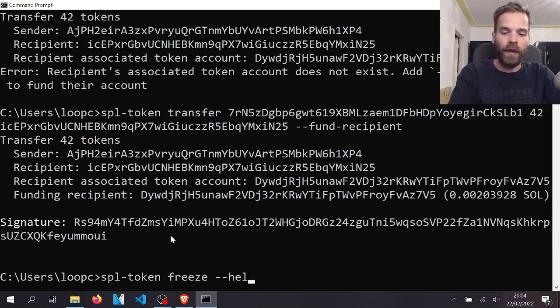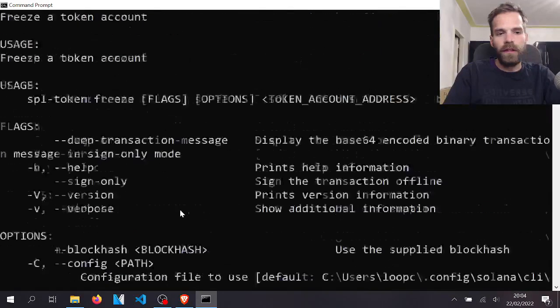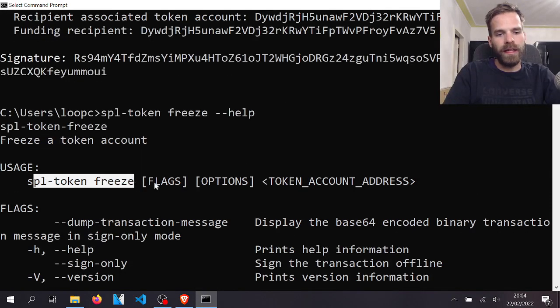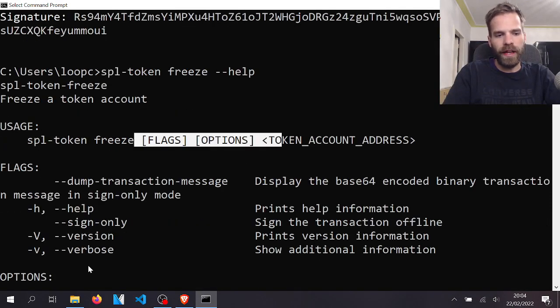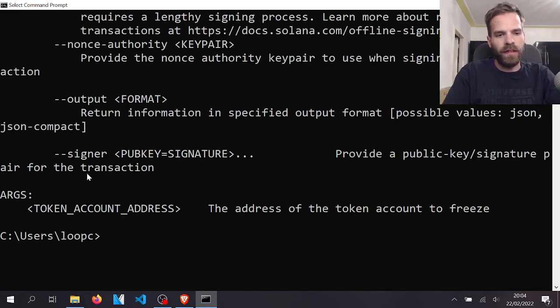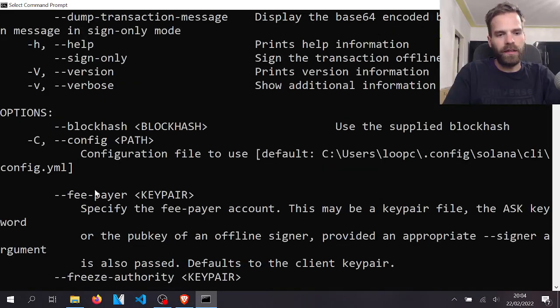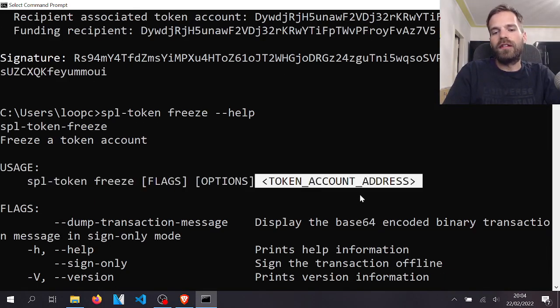freeze. Now, if you don't know how exactly, you type help. Well, essentially you can put some flags again, you know, who pays the fees, output format, signer, and all that stuff. But essentially you just need the token account. The token account. Not the token, obviously, because the token exists once and there are many accounts for that token, and you need to specify which account you want to freeze.